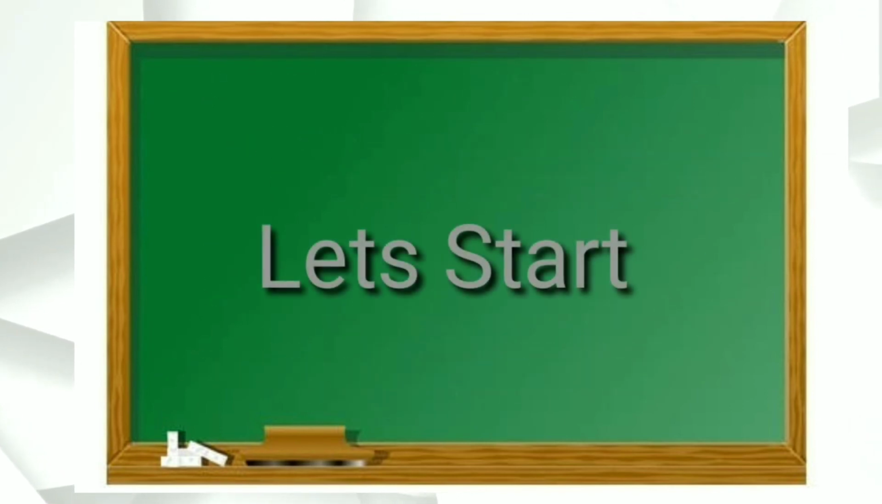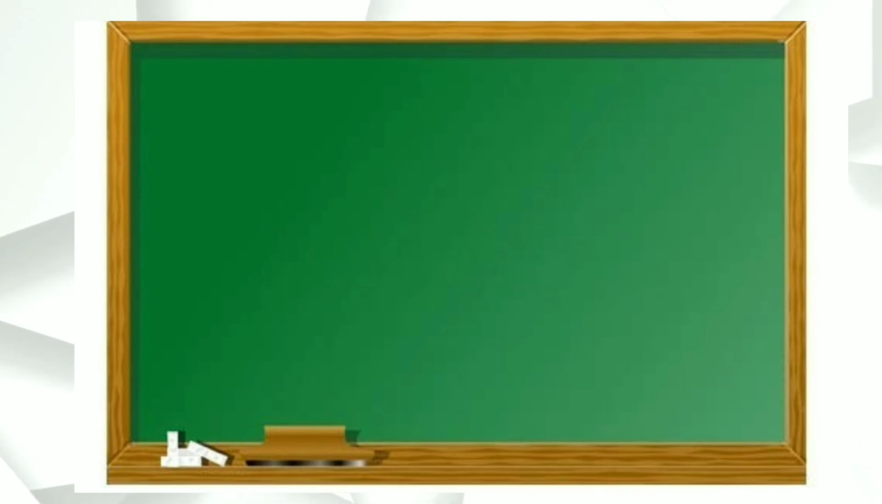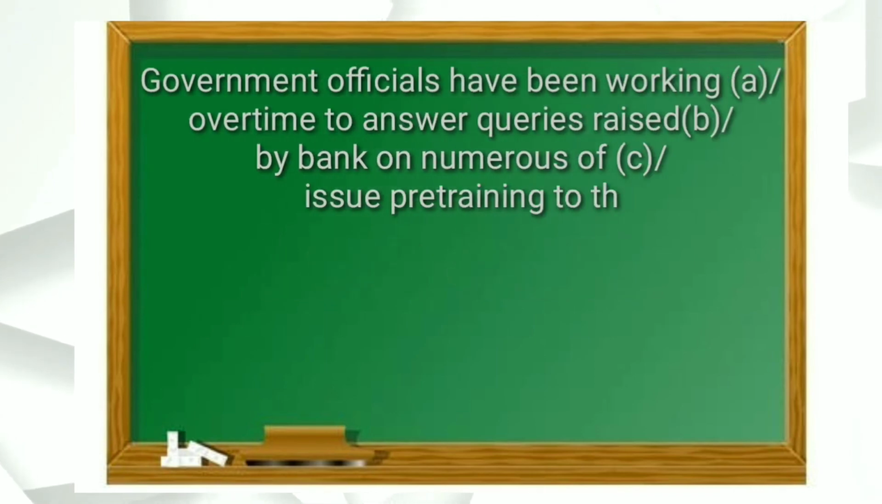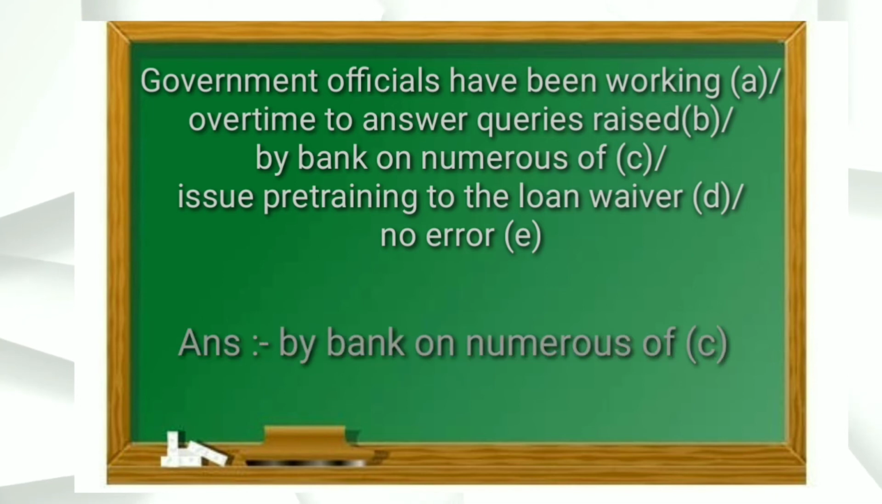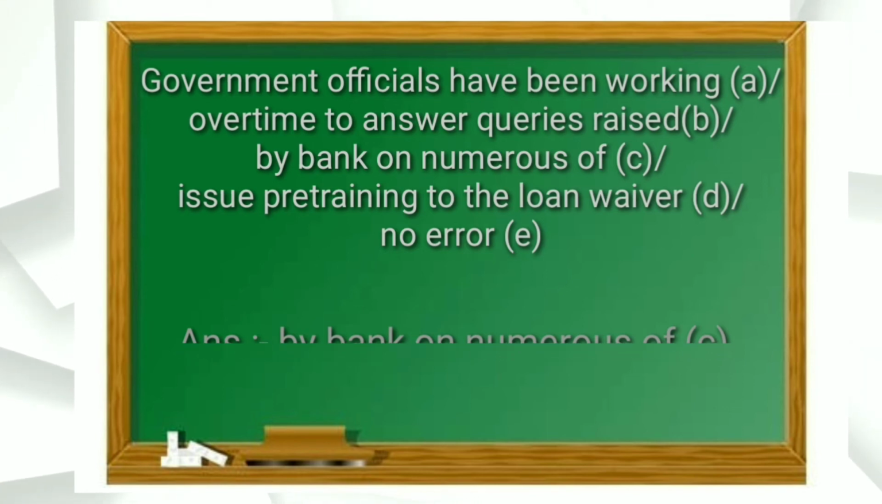Let's begin the quiz. First question. Government officials have been working overtime to answer queries raised by banks on numerous of issues pertaining to the loan waiver. No error. The right answer is option C. There should not be "of" after numerous because words like several and numerous do not take "of" after them.